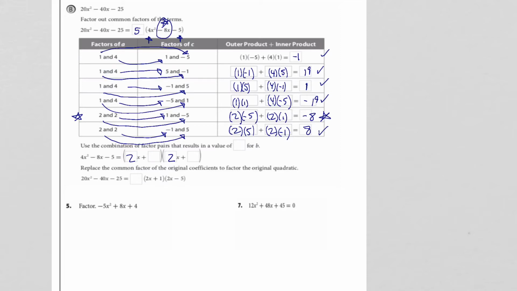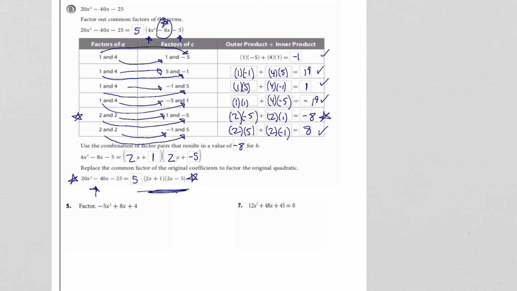So we've got that first pair of factors, and now we know the other pair of factors is a positive 1 and a negative 5. And then we use the combination of factors to find the value of negative 8 for b. And then, of course, we had that common factor of 5. So this here is a complete factorization of 20x squared minus 40x minus 25. And if you were to multiply this part out, you would get this.